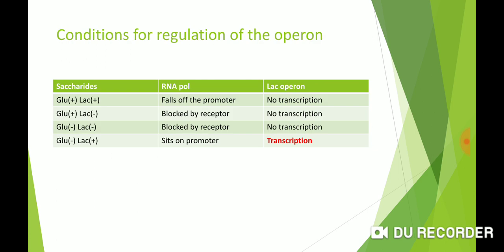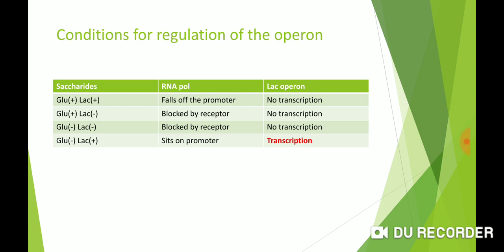Now, conditions for regulation. Let's start from the bottom. When lactose is present and glucose is absent, RNA polymerase sits on the promoter and transcription takes place. That's what we have learned from the previous slide.